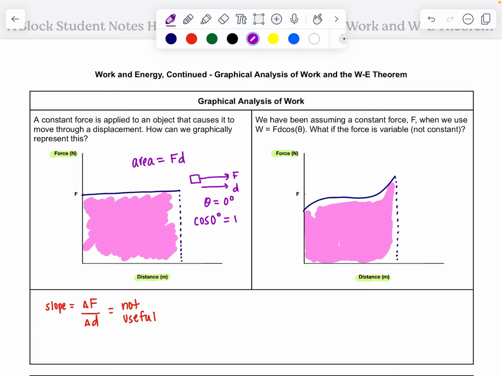meaning that if we assume that this constant force is acting in the same direction that the object is moving in, what that really means is that the area of a force versus distance graph, or a force versus displacement graph, is the work that is done by that force on that object. The same is true over here on the right-hand side of things. The area of this force versus distance graph is also the work that is done.